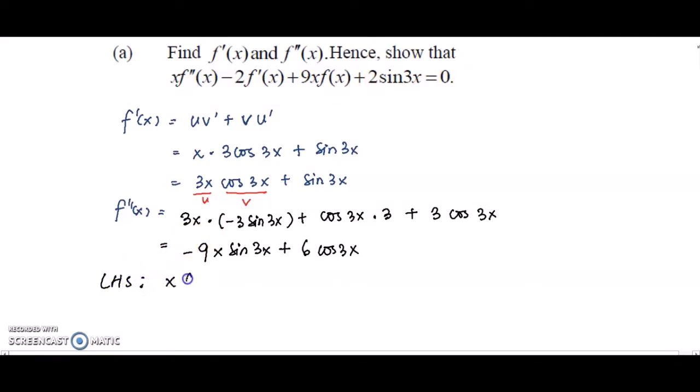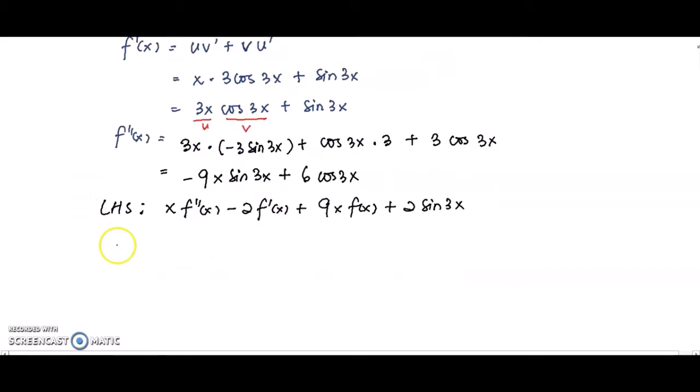The left hand side shown is x f double prime plus 2 f prime plus 9x f(x) plus 2 sine 3x. So don't write equals to 0 because this is just your left hand side. You're going to prove the left hand side equals to 0. So just put in your x, f double prime, you just put in what you got. That is your negative 9x sine 3x. Plus 6 cos 3x. This is your f double prime.